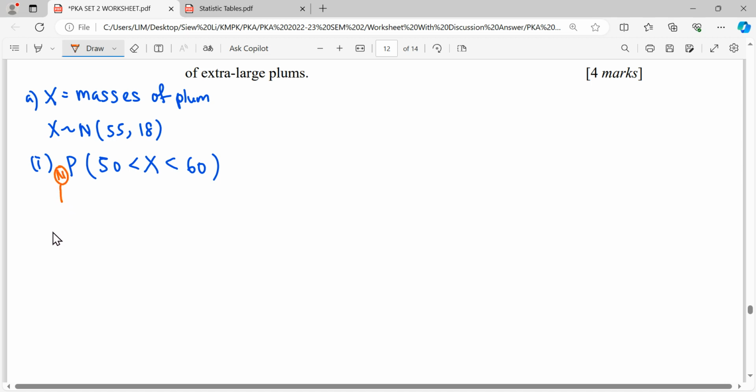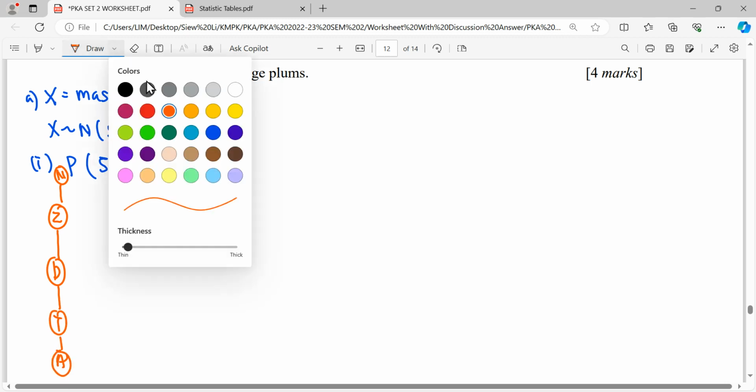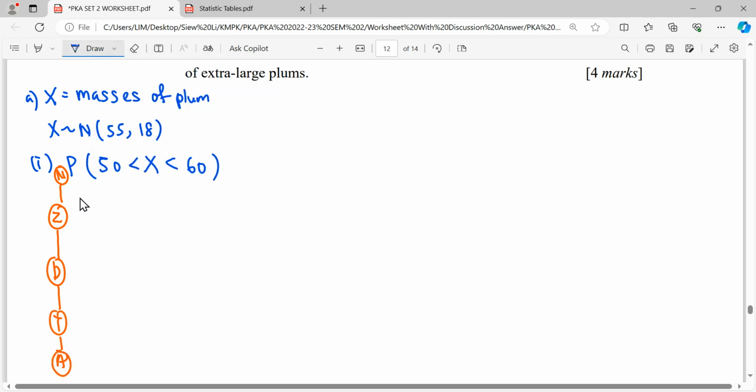Then the steps will be: change it to standard form, then draw the standard normal graph, then find it from the table to get the answer. So to change to z-score, 50 minus the mean over the standard deviation, square root 18. In distribution, we use variance. In finding z-score, we use standard deviation, so we need to square root 18.